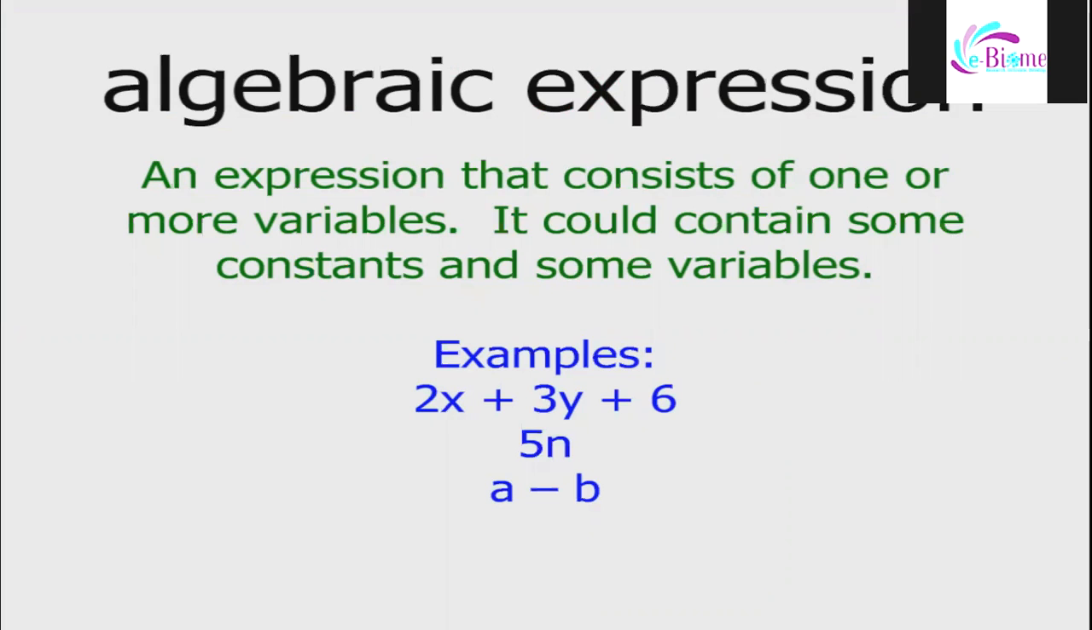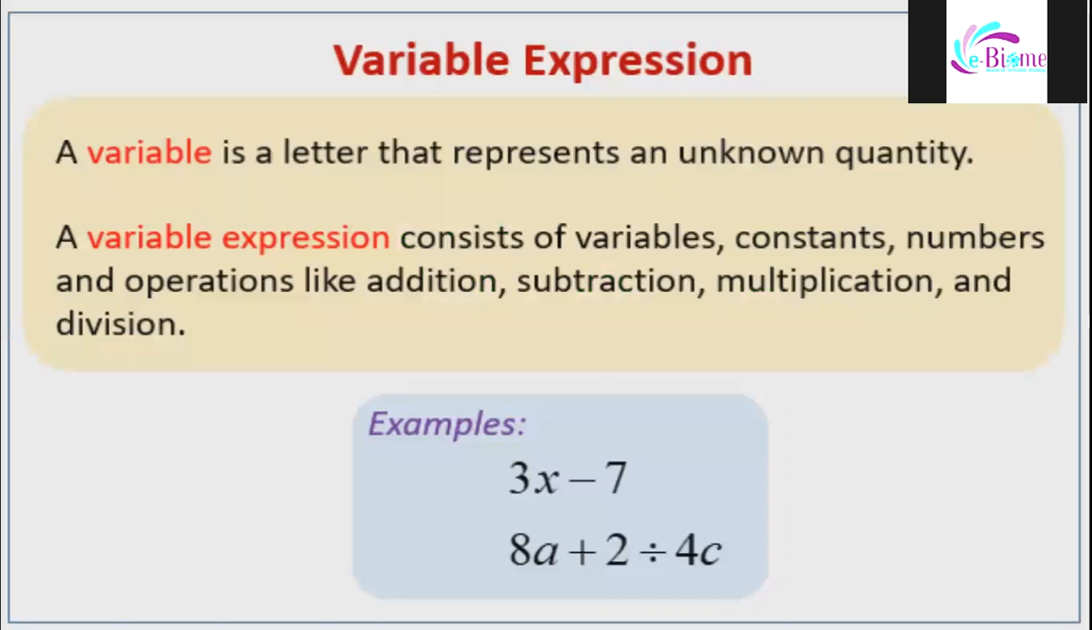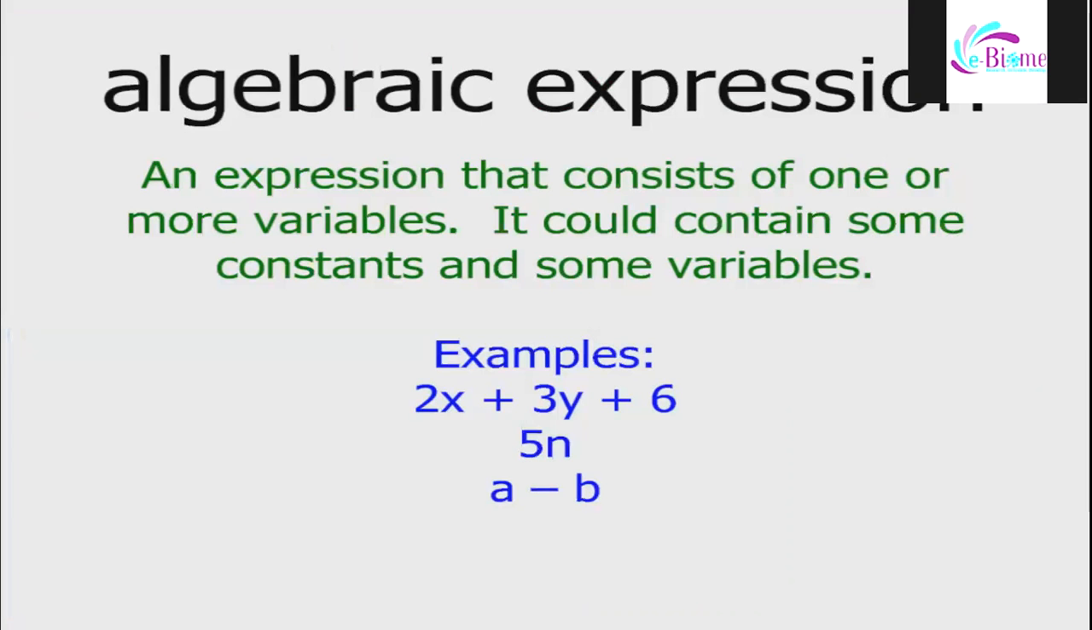Look at this one, a minus b. What are the variables here? The variables there would be a and b, since both a and b are unknown quantities. We don't know what a and b is. Does anyone know what a and b is? So since we don't know what a or b is, we say that a and b are variables since they are unknown quantities.